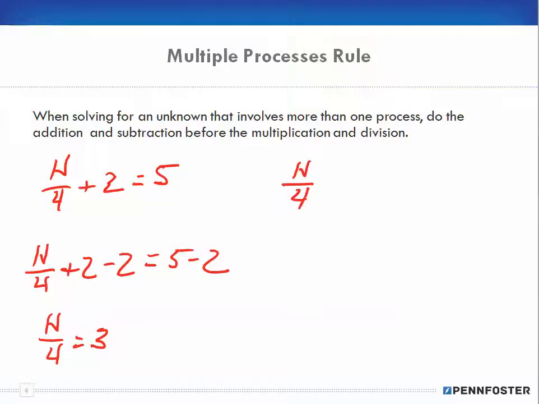Now, I have h over 4 is equal to 3. How do I get rid of the 4? Because remember, we're trying to just isolate the variable h. Well, since 4 is in the denominator, and remember, this divisor line means that we're doing division, I want to multiply in order to isolate the h. So if I multiply on one side, I have to multiply on the other. I'm going to multiply by 4: 4 times h over 4 is equal to 3 times 4. Whatever I do on one side, I have to do on the other.